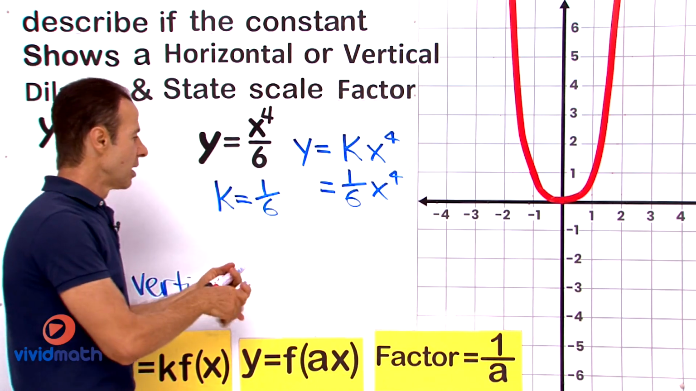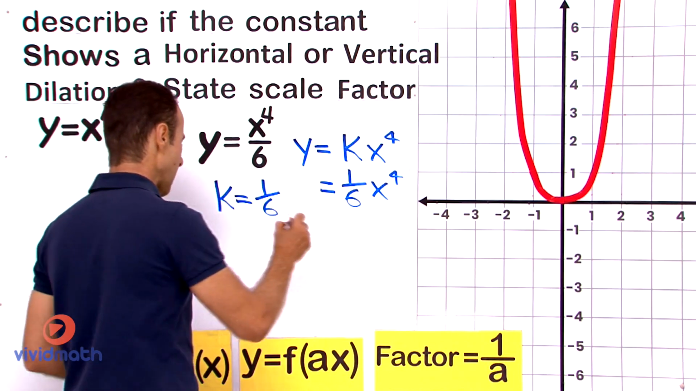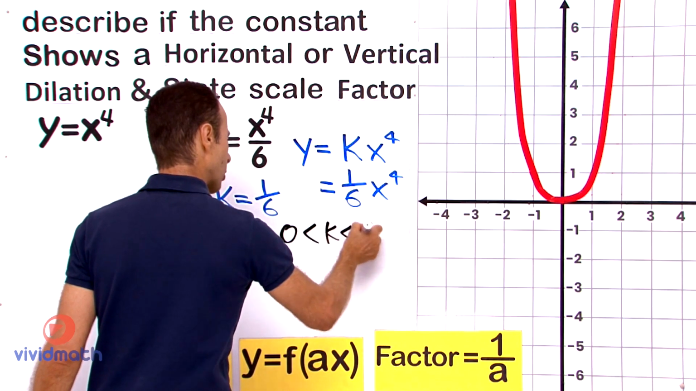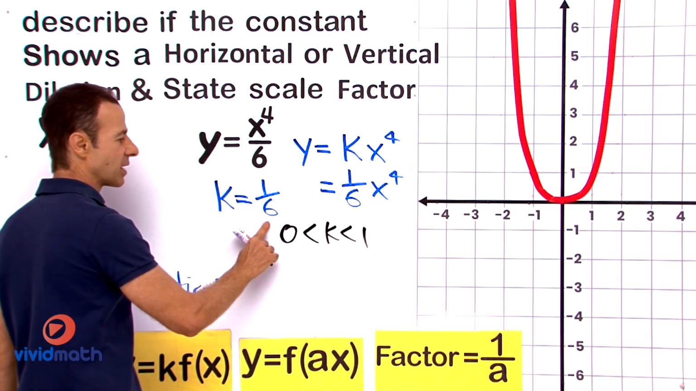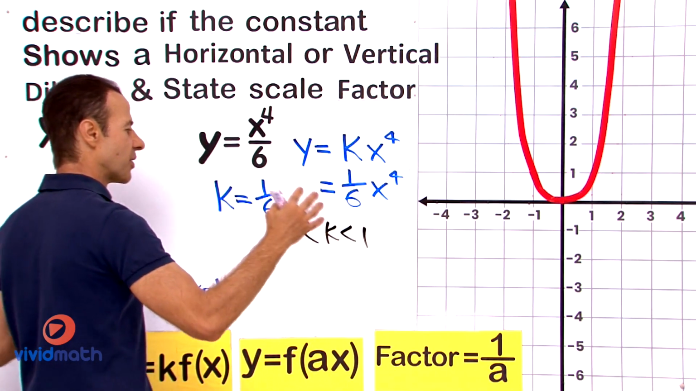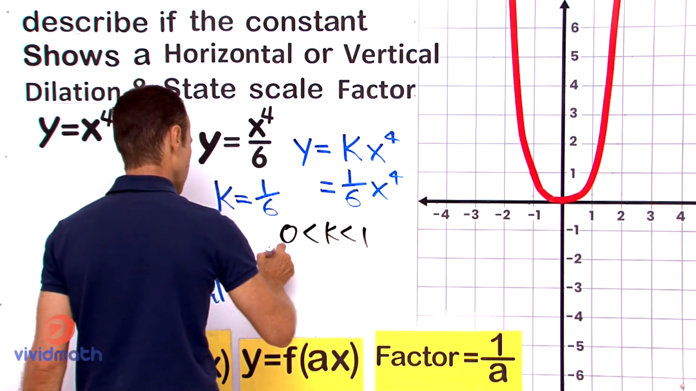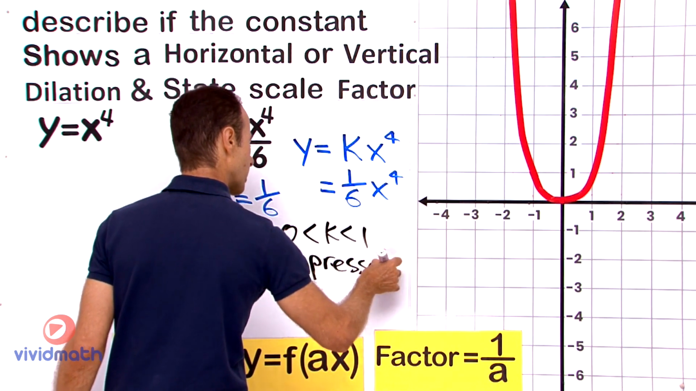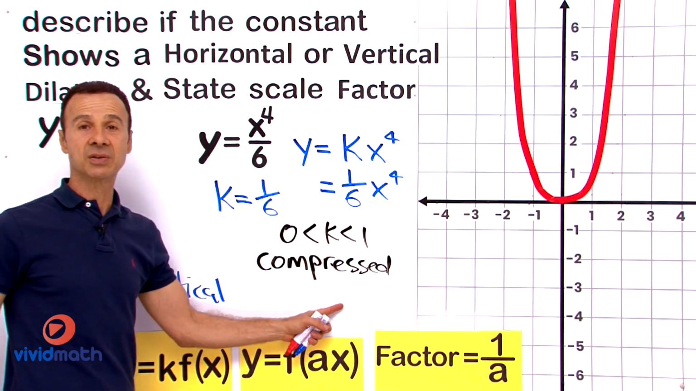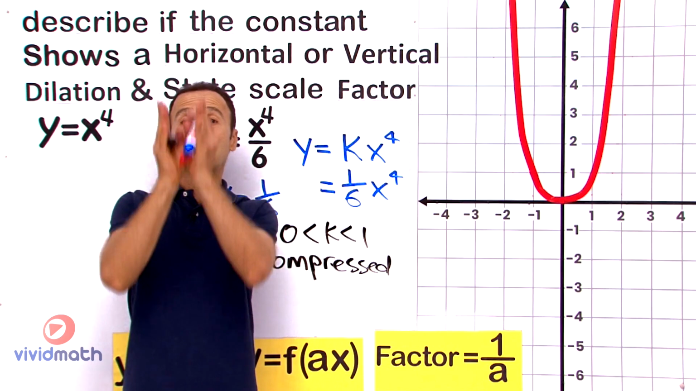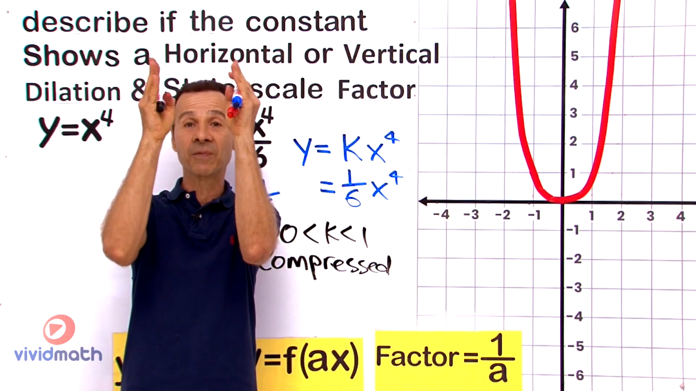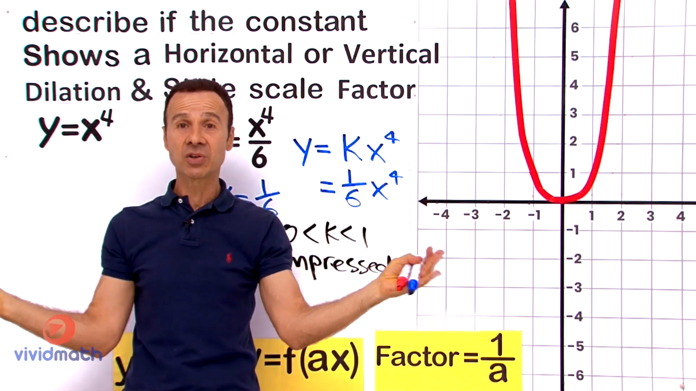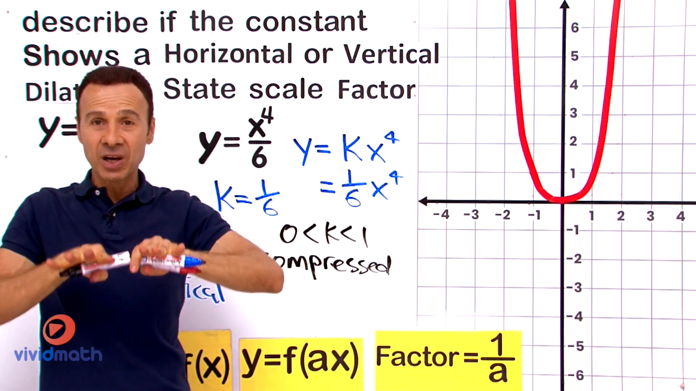What does that tell us when we have a k of 1/6? Well, we know that if we have a k, 0 less than k less than 1, a k that's in there like a fraction, 1/6, then it means that the function is going to be vertically compressed, meaning it's not going to grow taller and closer to the y-axis, but in fact it's going to go away from the y-axis, actually kind of closer to the x-axis, so it's going to be compressed.